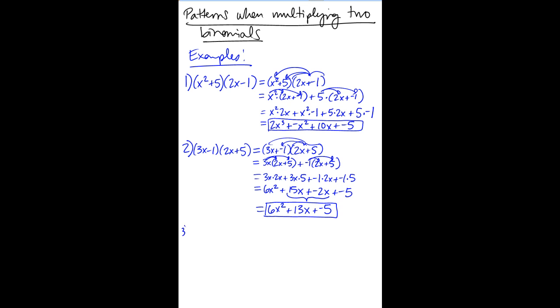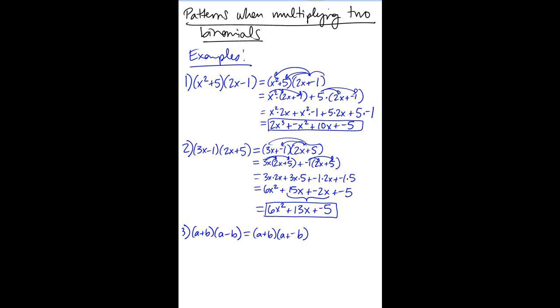Let's do one more example, so we'll have several patterns to look at. Let's look at a plus b times a minus b. Again, I'm going to change everything to addition, so I get a plus b times a plus negative b. And then I'm going to distribute, use the distributive property.